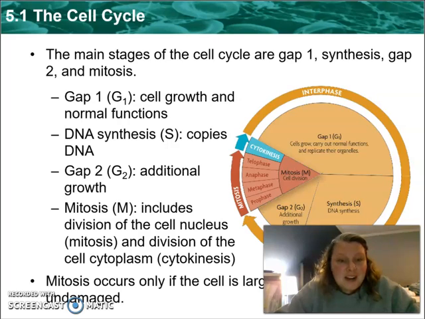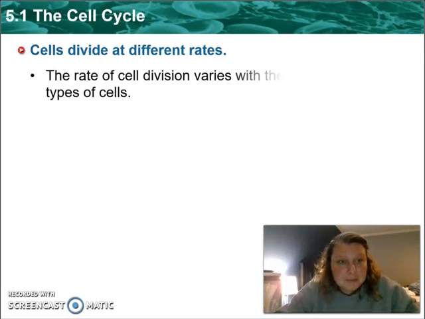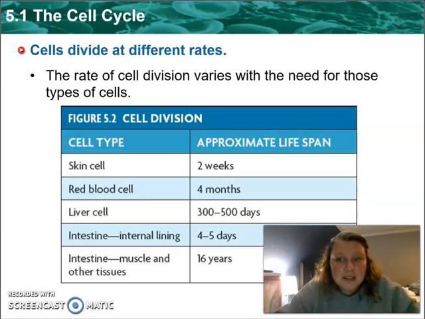Cells have to be large enough and the DNA has to be undamaged for them to divide as well. Not all cells divide at the same rates, just like you and your friends didn't all grow at the same rate. Depending on what the cell is needed for, then it's going to divide faster or slower. So your skin cells, they divide pretty fast, about every 2 weeks. They get exposed to water, the elements, putting lotion on. All of those actions are going to cause your skin cells to need to divide more often.